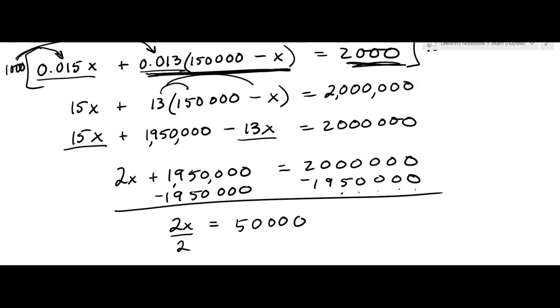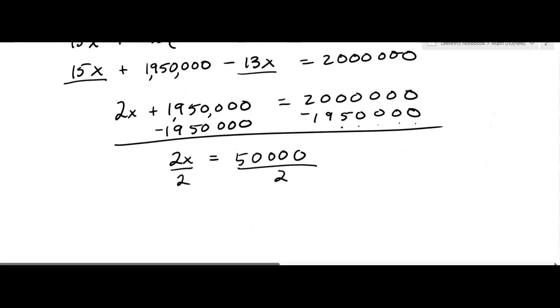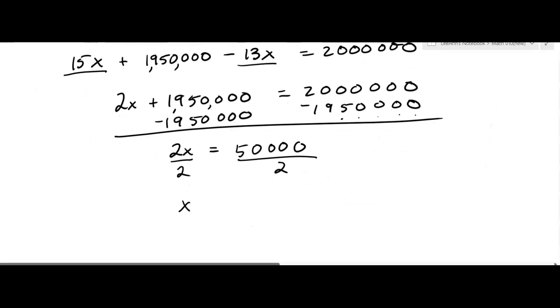Divide both sides by 2. And sometimes with these word problems, you get some crazy big numbers or small numbers, and you want to just pull out a calculator maybe. Okay, 25,000. Now, what are we talking about?